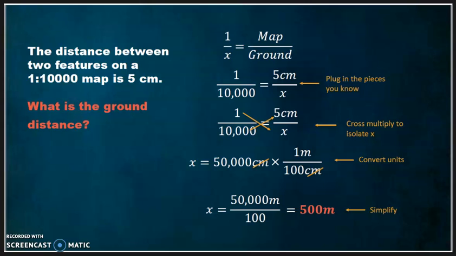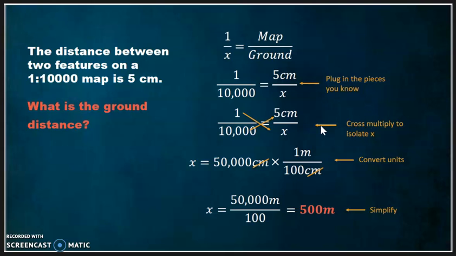Okay, so in this example, we're going to be solving for ground distance. So the distance between 2 features on a map that has a scale of 1 to 10,000 is 5 centimeters. So we're going to have our formula here, map to ground, and then we have our scale ratio or our representative fraction. And so we're going to plug in the pieces we know. We know that our scale is 1 to 10,000, and we know that our map distance is 5 centimeters, and then we want to solve for x. We're looking for that ground distance here.